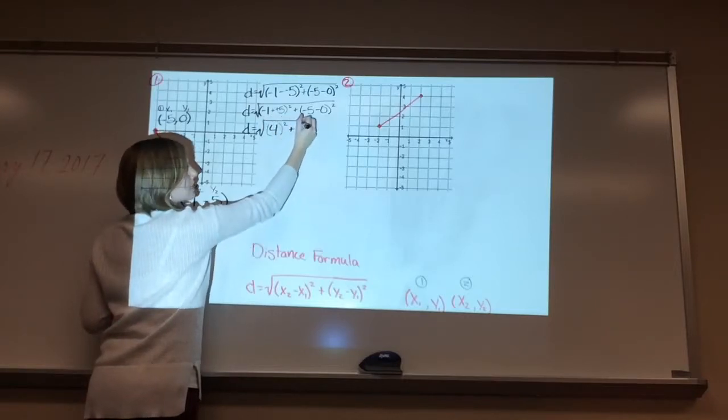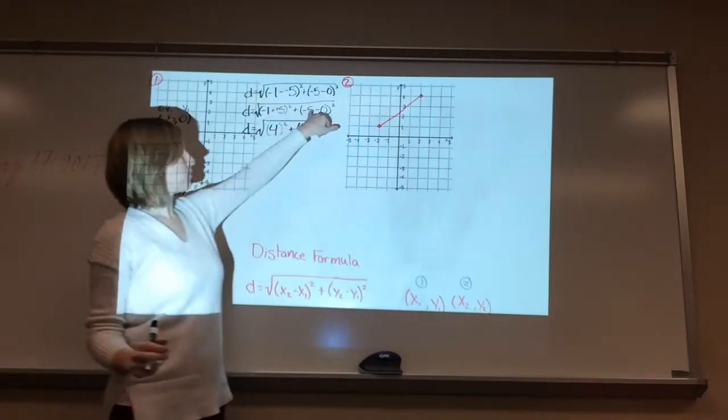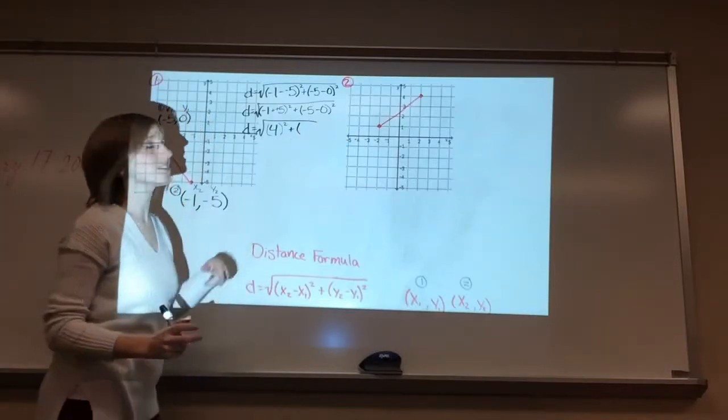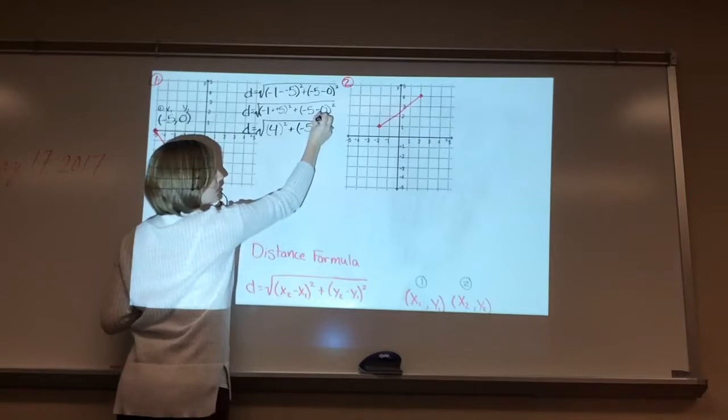Then I'm going to add to that negative 5 minus 0. Well, if we're taking away 0 from it, that means it's not changing at all. So negative 5 minus 0 is just negative 5. And again, we're still squaring that.